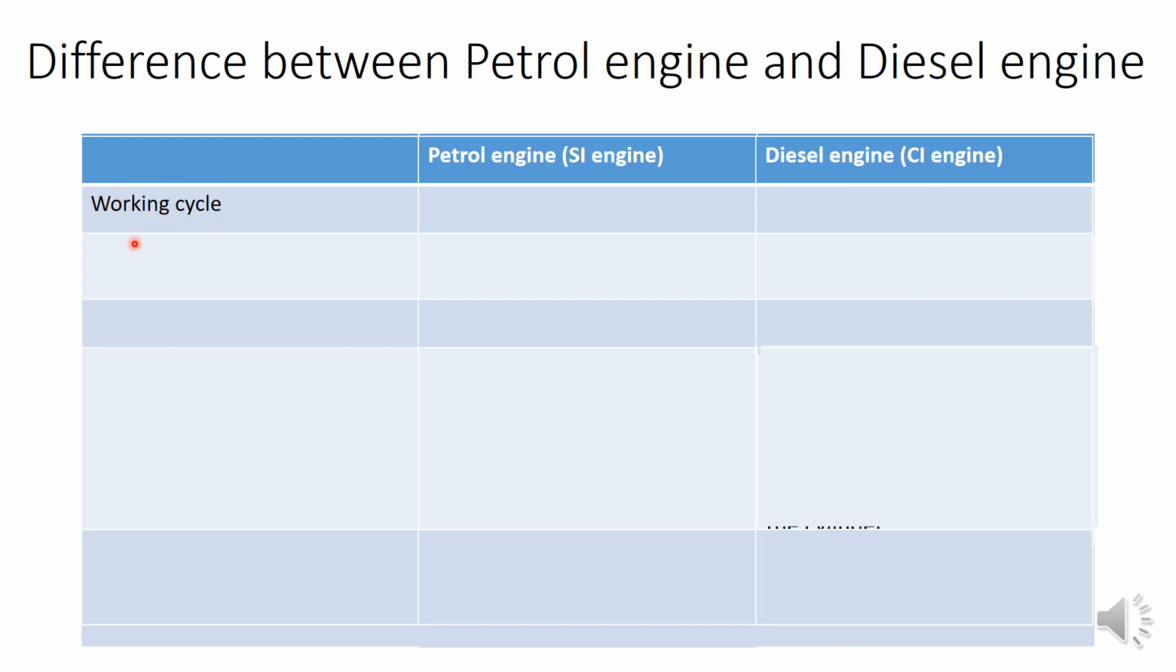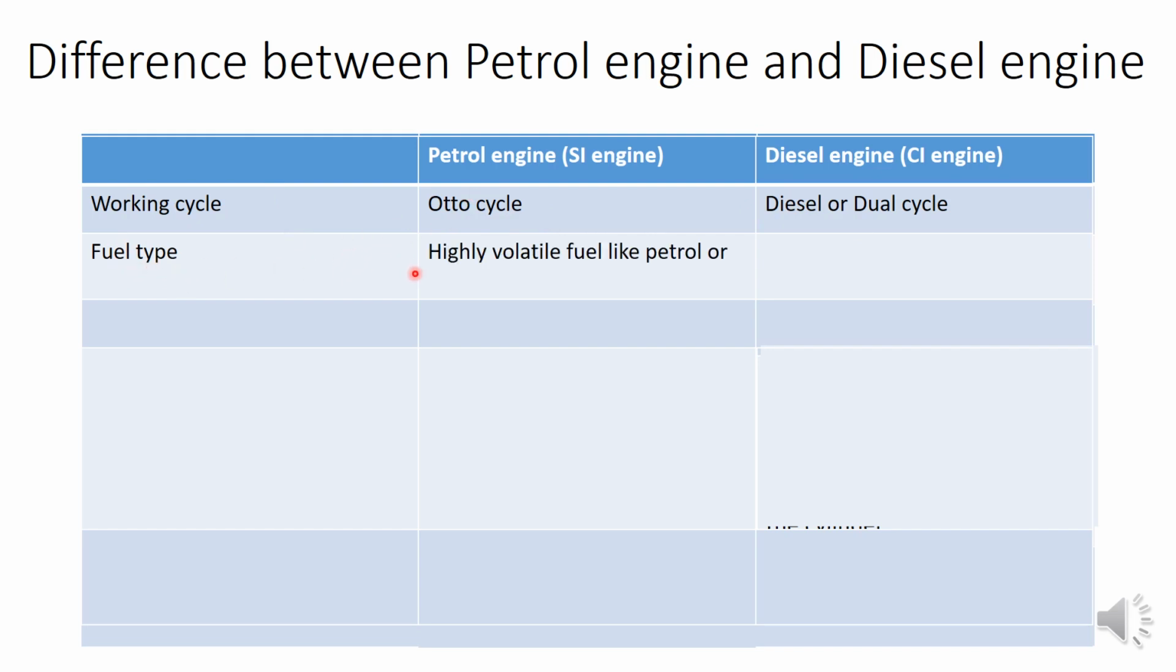The first point is the working cycle. Every engine works on the basis of some theoretical working cycle. In a petrol engine, the working cycle is the Otto cycle, while in a diesel engine, it is the diesel cycle or dual cycle. A low speed diesel engine works on the basis of the diesel cycle, while a high speed diesel engine works on the basis of the dual cycle. In a later class, we will discuss more about the Otto cycle and diesel cycle.